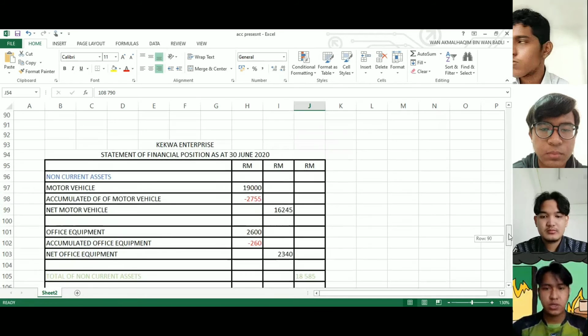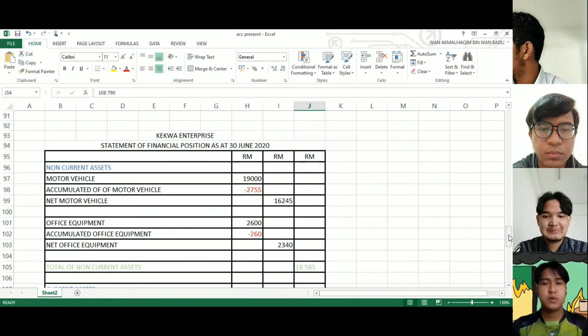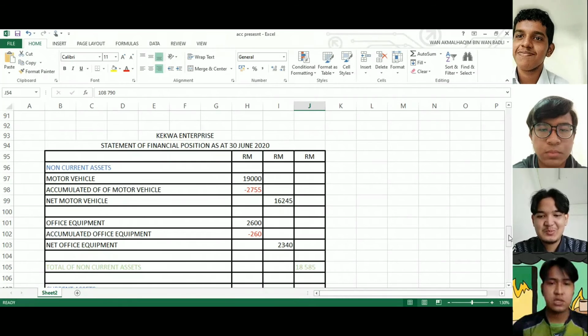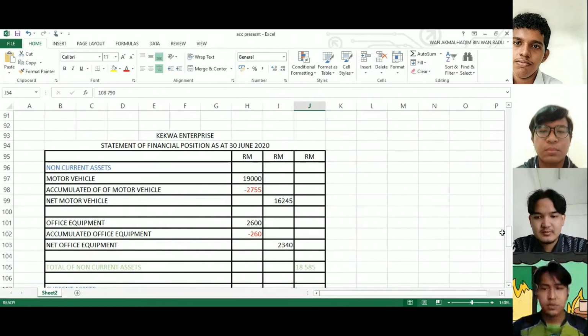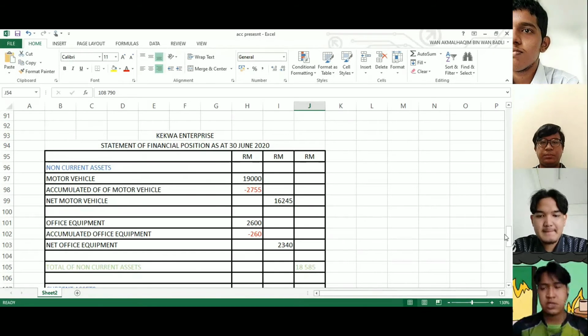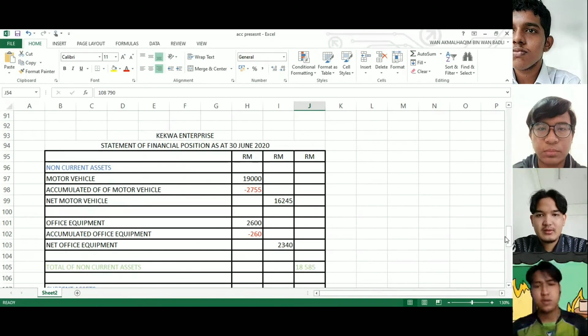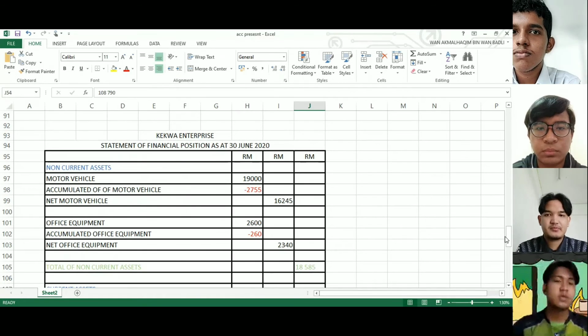Assalamualaikum. My name is Wan Akmal Hakim bin Wan Badili. My metric number is 14DPR21F1074. So I will be explaining about the statement of financial position as at 30 June 2020 by K1 Enterprise.